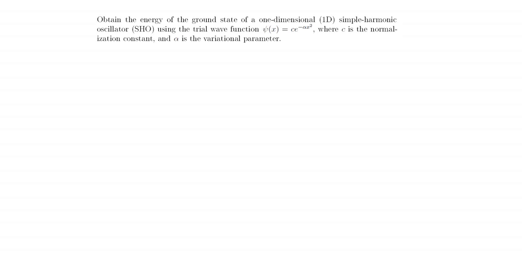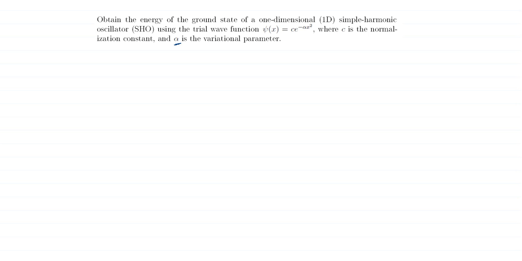The problem is: obtain the energy of the ground state of a one-dimensional harmonic oscillator using a trial wave function psi of x equals C e raised to minus alpha x square, where C is the normalization constant and alpha is a variational parameter. As we have already seen, with respect to this alpha we minimize the energy. If we obtain the energy E of alpha for this wave function in terms of alpha, then we do dE by d alpha, equate that to 0 and get the value of alpha, and from that value of alpha we can obtain the value of energy.